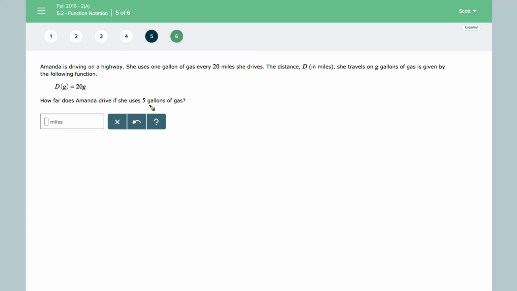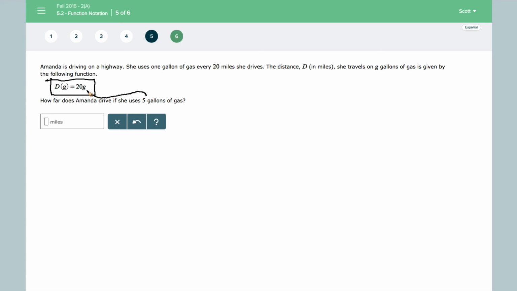Number 5 is a story problem. Amanda is driving on a highway. She uses 1 gallon of gas for every 20 miles she drives. The distance, d in miles, she travels on g gallons is given here. So we have the function. How far does she drive if she uses 5 gallons of gas?